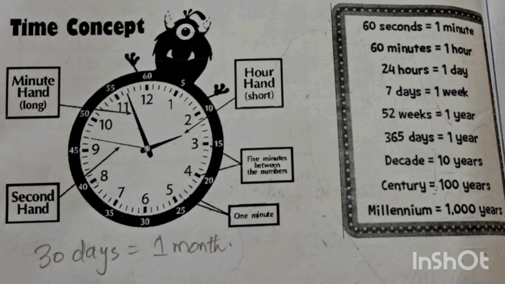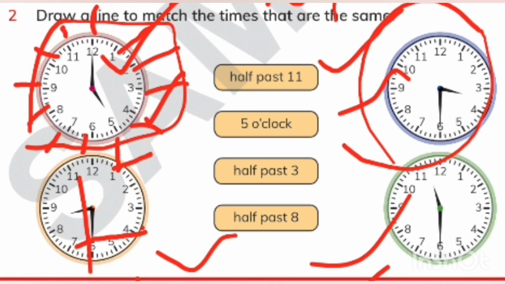Understand? Up to now everything is clear. Why are we learning the 5 table? Because when we have to tell the minutes in an hour, we have to use the 5 table. Okay, should I tell you the time?